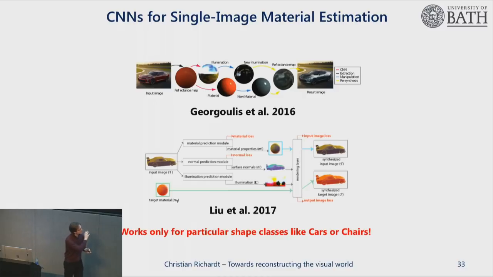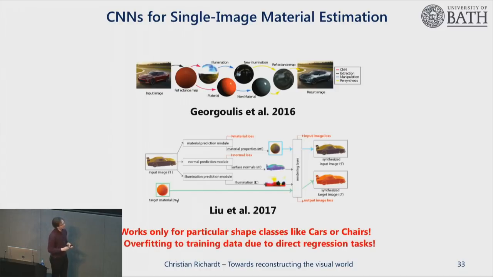So it's only specific classes of objects like cars or chairs, whatever has been trained on these networks, these work, but they are severely overfitting. So if you pass in something new, like a coffee cup, it expects a car, so it'll give you something, its best guess, but it's probably not any good.